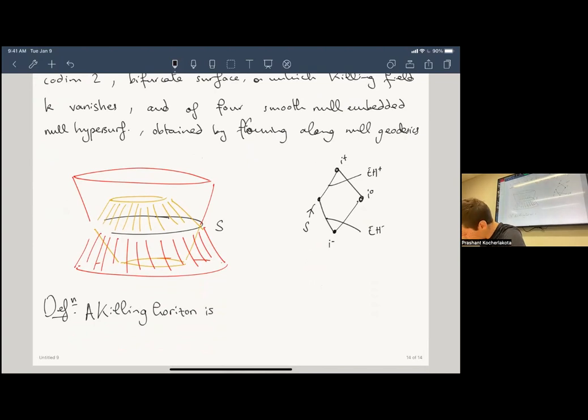Wait a minute. You said K equal to 0. So that's a trapped surface then? No, it just means the vector field vanishes on that set. Nothing about trapping. Does it mean the area doesn't change? Not necessarily. If it vanishes, it's instantaneously 0, so the area is instantaneously non-changing in the future or past direction.